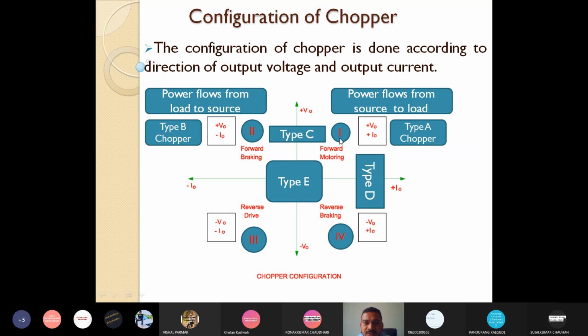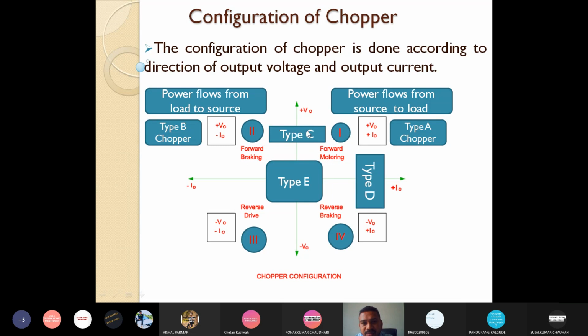So type A chopper is the first quadrant chopper, which is known as the forward motoring or forward drive action. The second quadrant is the type B chopper, known as the forward braking. Output voltage is positive and output current is negative. Now type C chopper. Type C chopper is the combination of type A chopper and type B chopper.